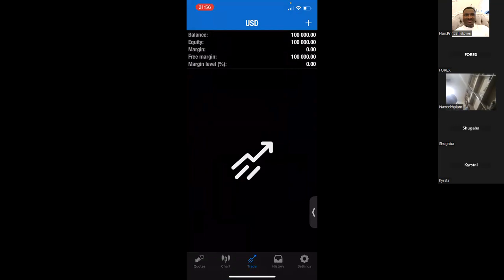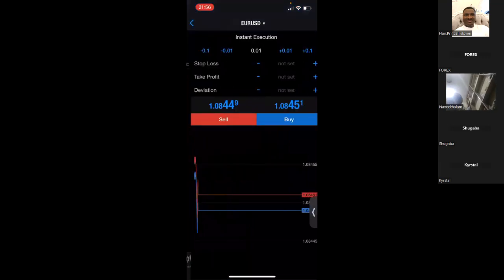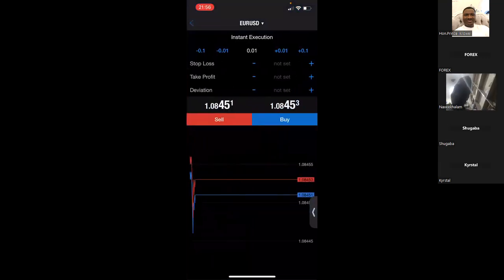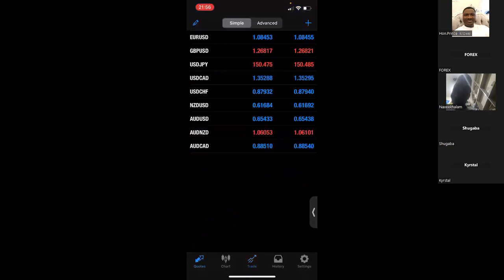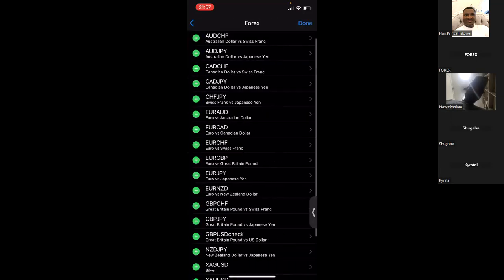What you're seeing is the demo account. If I click on the plus sign up here, this is buy or sell. I'm using an Apple phone, but it may look different on Android. So we have Euro USD, GBP USD. If you want to add more currency, we don't have much currency yet, just about 7 or 8. So you click on the plus sign, you click on Forex, and you see all of them here.